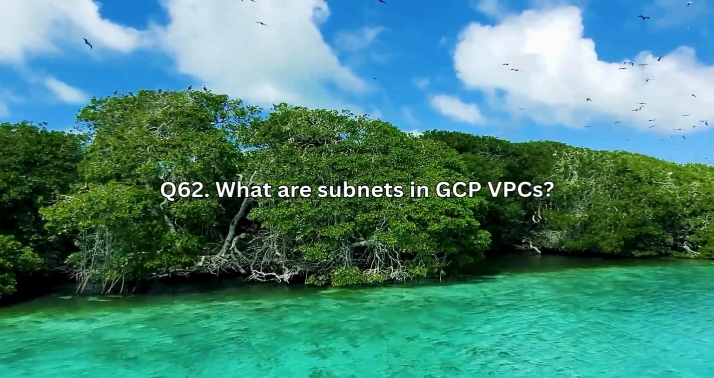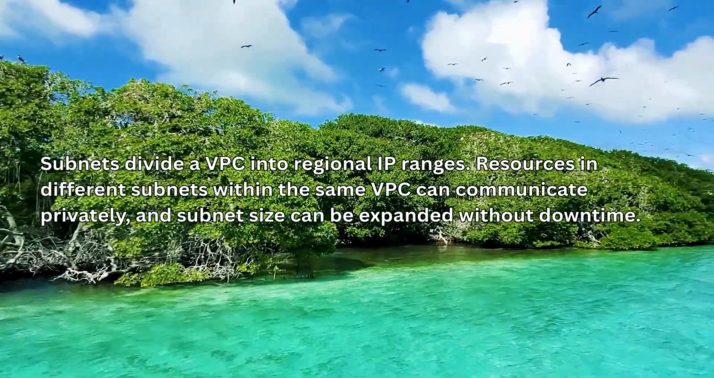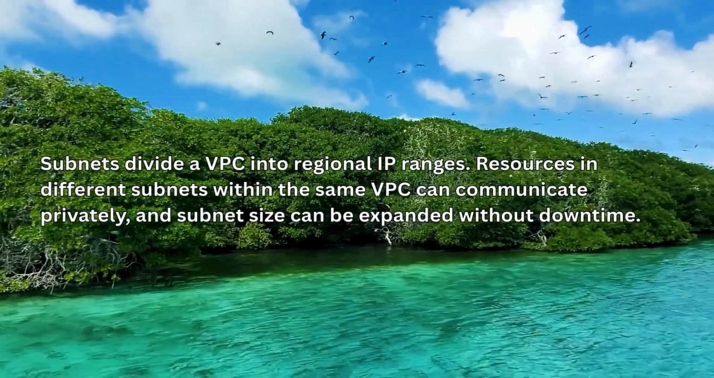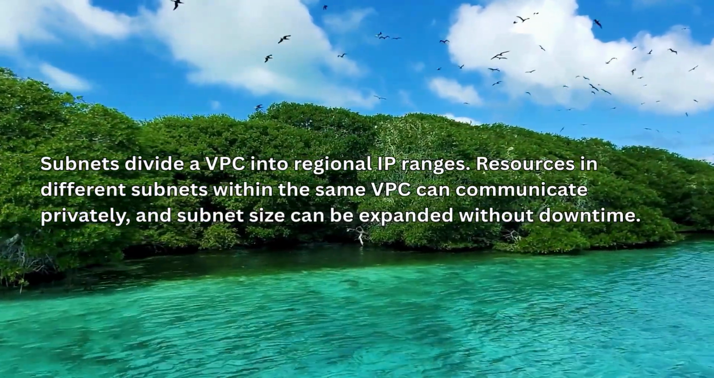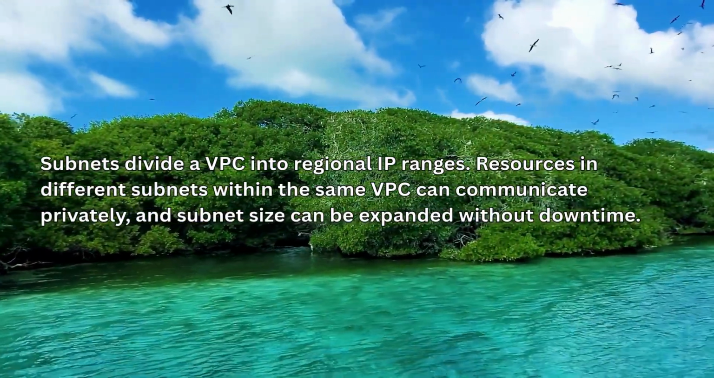What are subnets in GCP VPCs? Subnets divide a VPC into regional IP ranges. Resources in different subnets within the same VPC can communicate privately, and subnet size can be expanded without downtime.